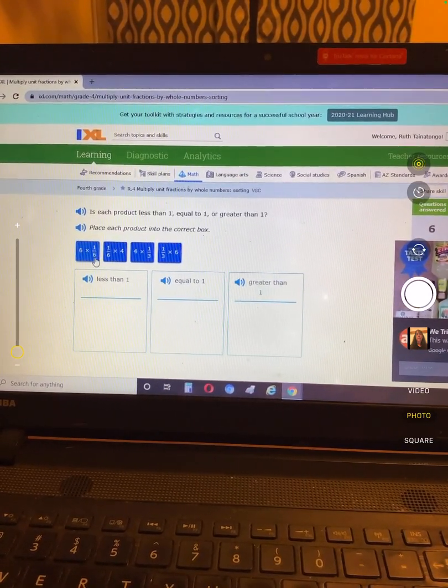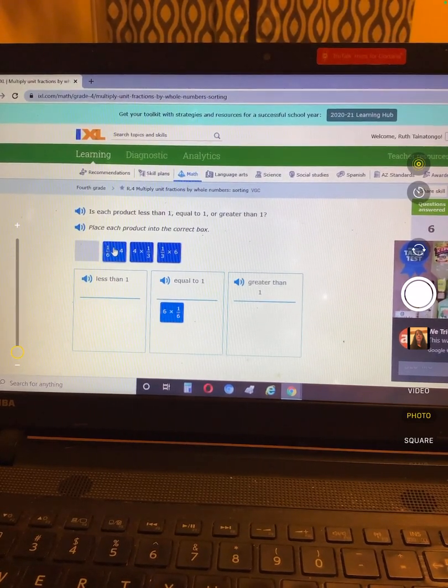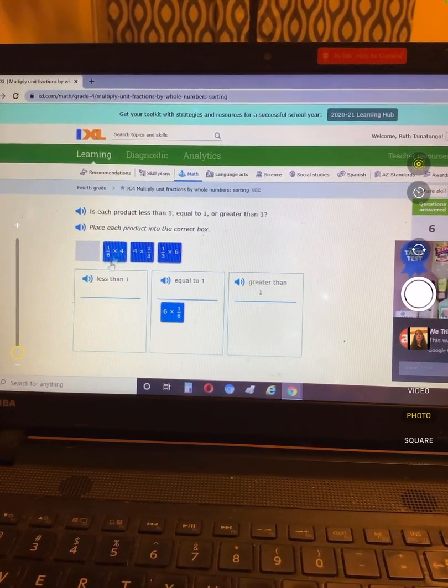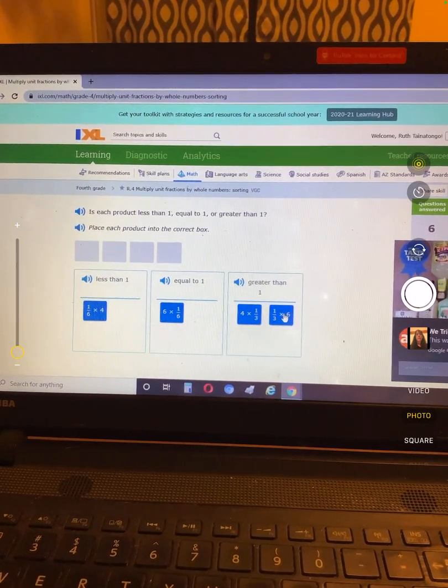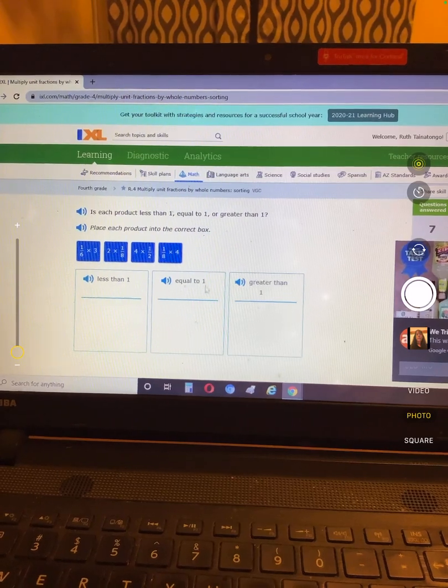6 over 6, they're the same, so they equal 1. 4/6. 4 is less than 6, it's less than 1. 4/3. 4 is greater than 3, so it's greater than 1. And then we put 6 over 3. 6 is greater than 3, so it goes over here. That's all you're doing. Okay?